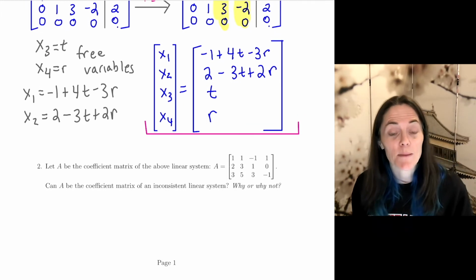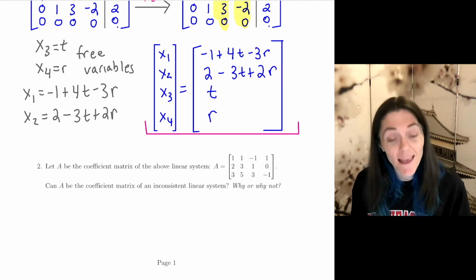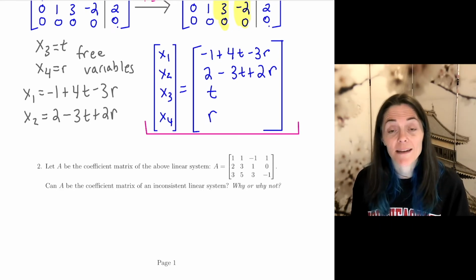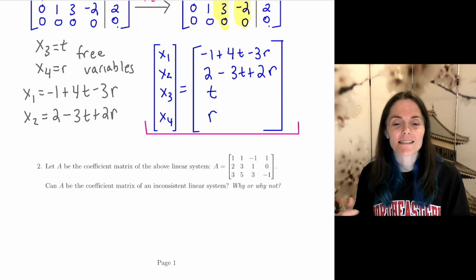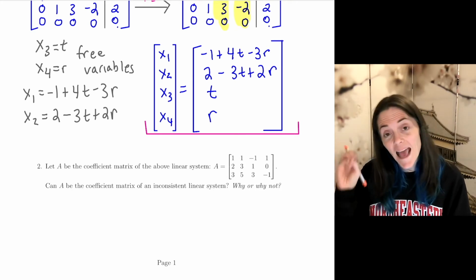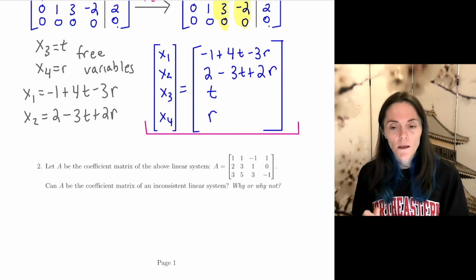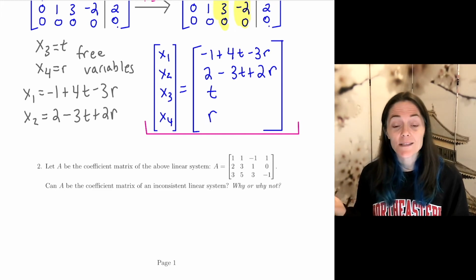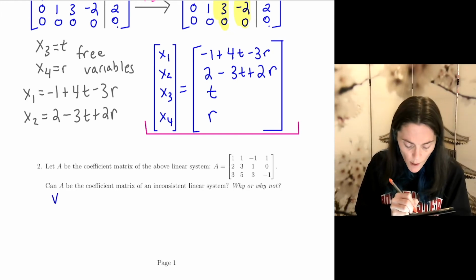It says, let A be the coefficient matrix of the above linear system. And then I give it to you what A is. Can A be the coefficient matrix of an inconsistent linear system? Well, certainly the system above is not inconsistent, but the question is, can I have some linear system that has this coefficient matrix and have it be inconsistent? Well, the answer is yes, of course, but let's discuss why. That's part of the question.